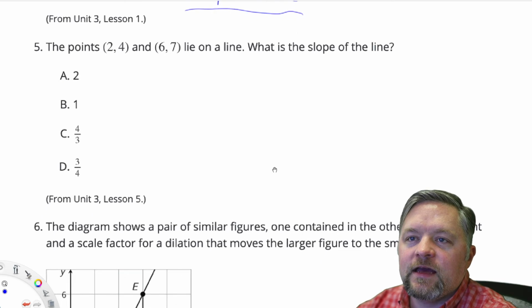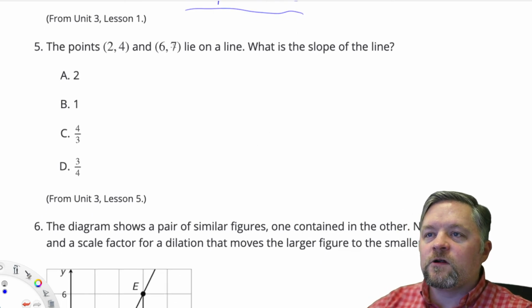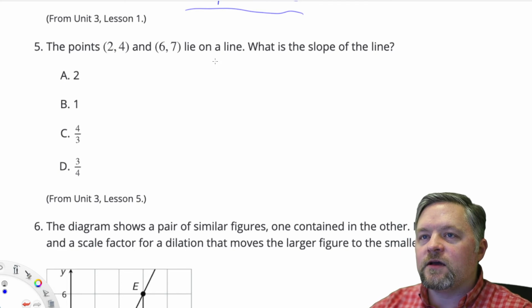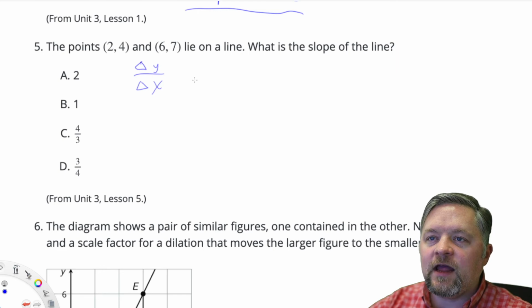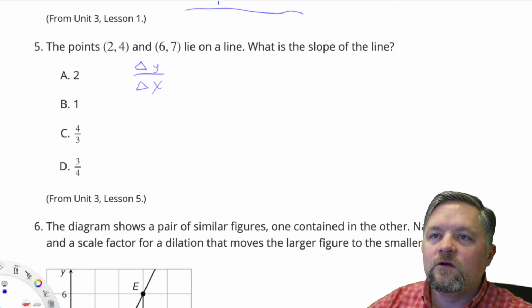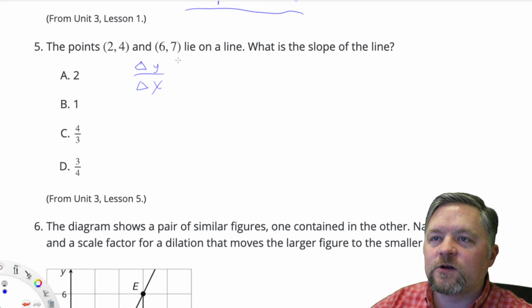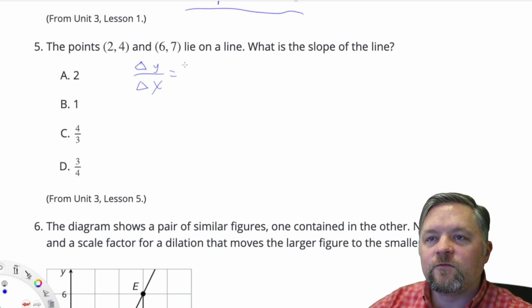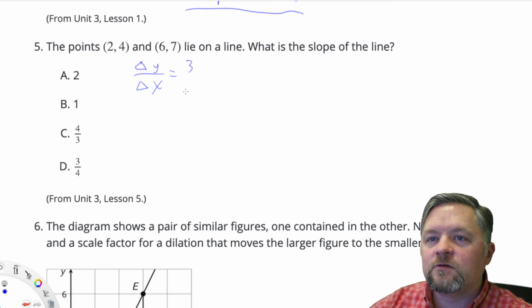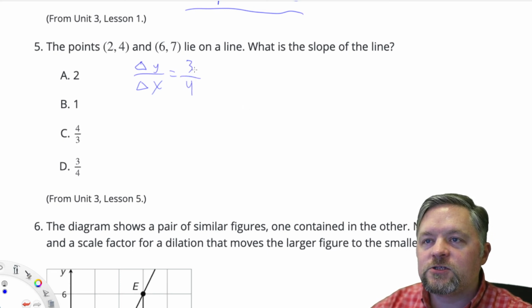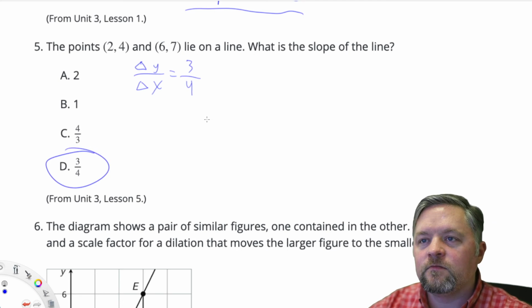Okay, what's next? The points (2, 4) and (6, 7) lie on a line. So those 2 points are on a line. What is the slope of that line? Remember, slope is change in y over change in x. What's the change in y's? Well, we went from 4 to 7. From 4 to 7 is 3. We went from 2 to 6, which is 4. So what's our slope? 3 over 4.